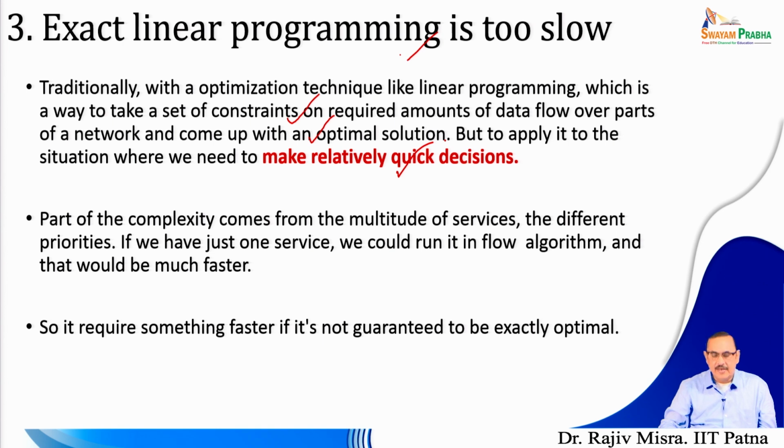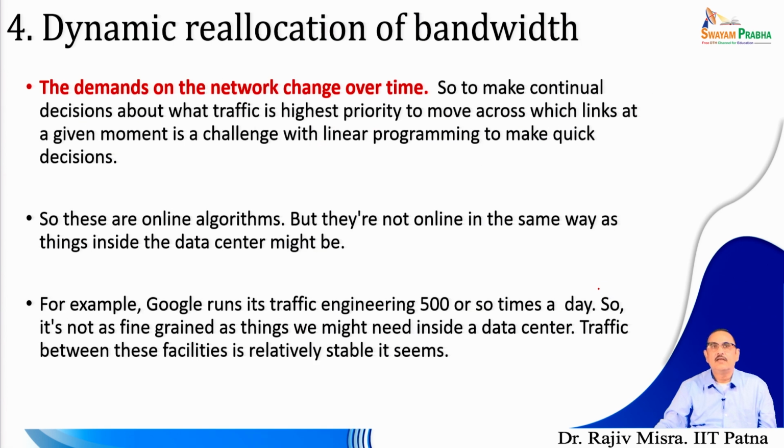So, part of the complexity comes from the multitude of services and the different priorities. If you have one service, we could run a flow algorithm and that would be much faster. So, it requires something faster, even if it is not guaranteed to be exactly optimal. This way, linear programming is too slow and we require some other faster methods.